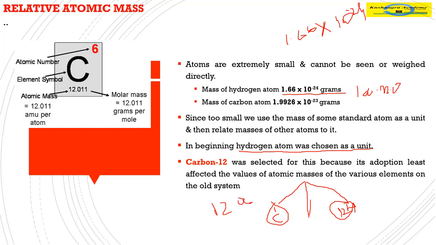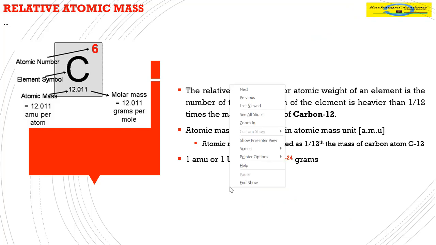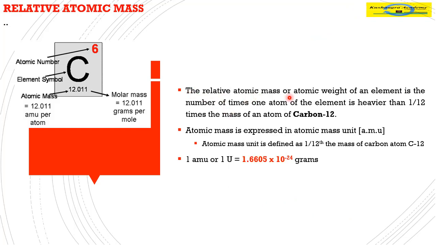Later on, scientists chose carbon as the standard element. Why? Because carbon easily reacts with most of the elements and it was easy to find out the atomic weight of the other elements. So it is taken as the reference to calculate the relative atomic mass of the other elements. Now here we see the definition of the relative atomic mass. The relative atomic mass or the atomic weight of an element is the number of times one atom of the element is heavier than 1 by 12 times the mass of carbon 12. That means the element is compared with the carbon 12 atom to find out its atomic mass.